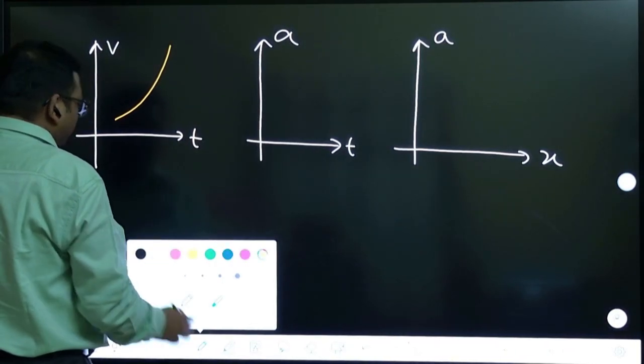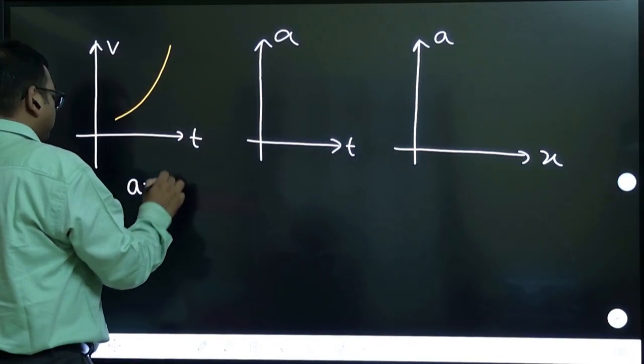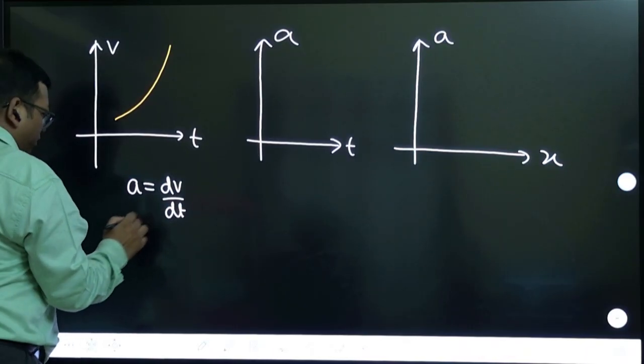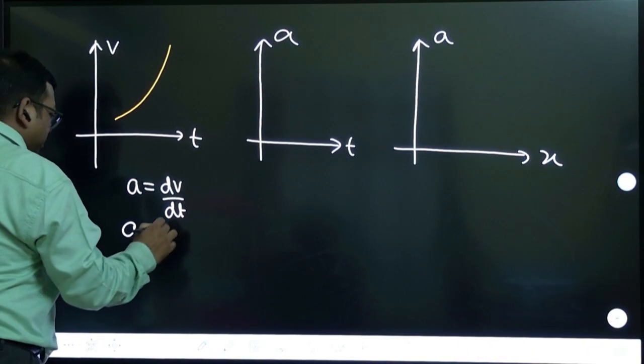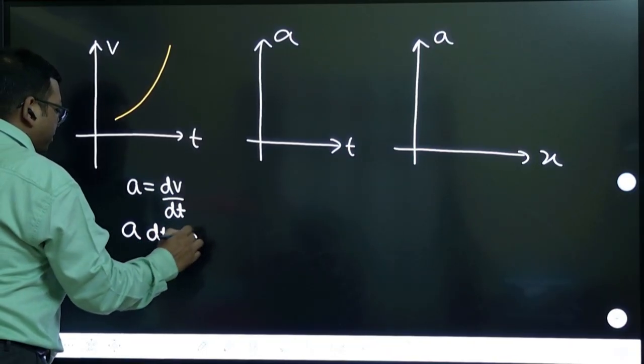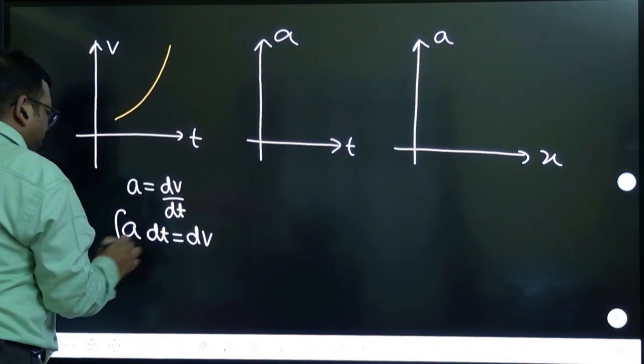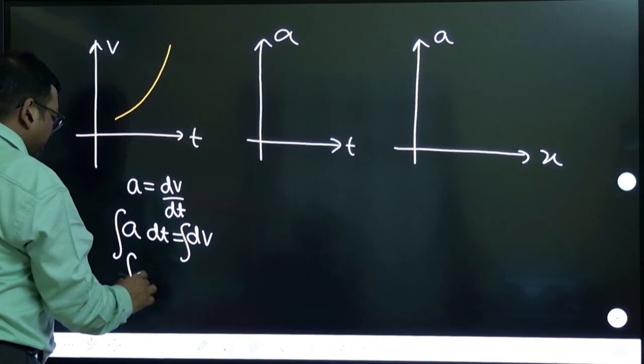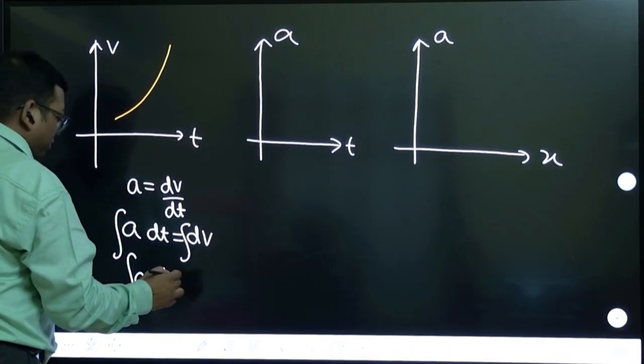So you know that acceleration is dv by dt. If I cross multiply, acceleration dt becomes dv, and then if you integrate both sides, this acceleration dt, that is the area under this graph.